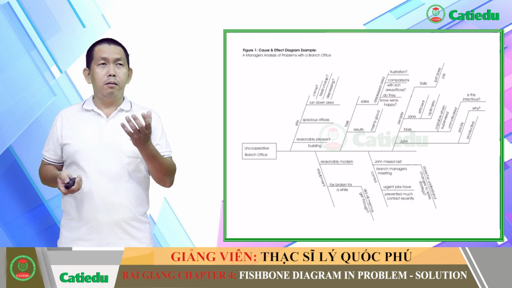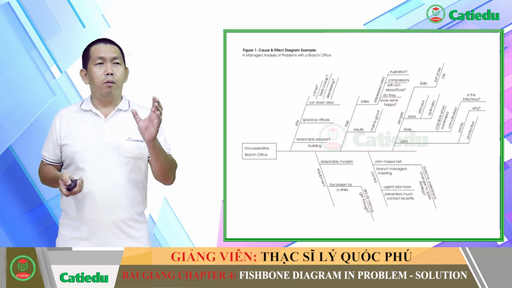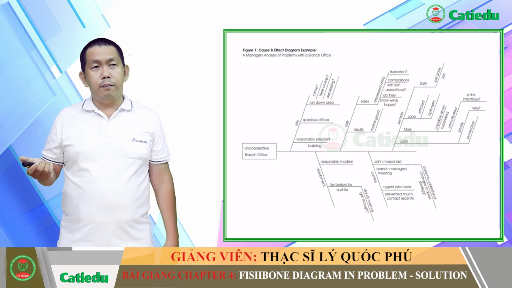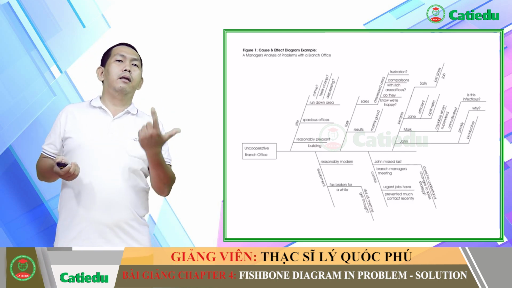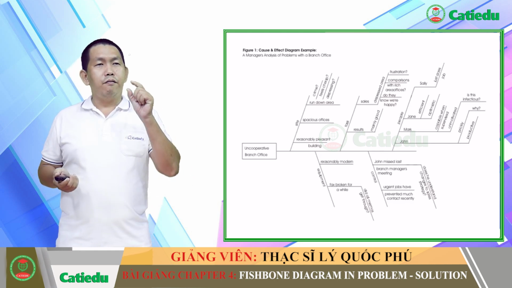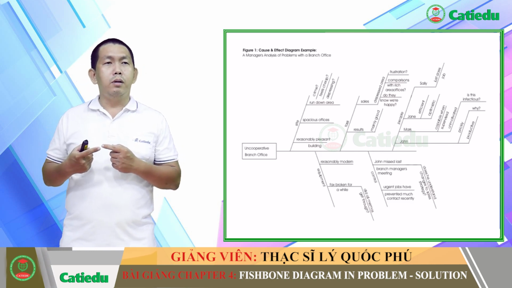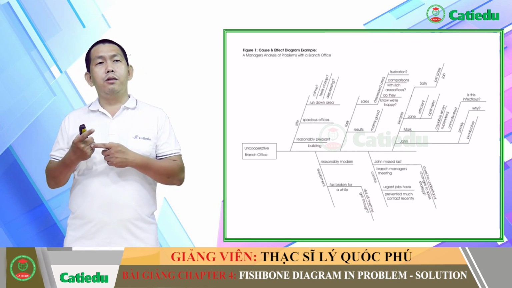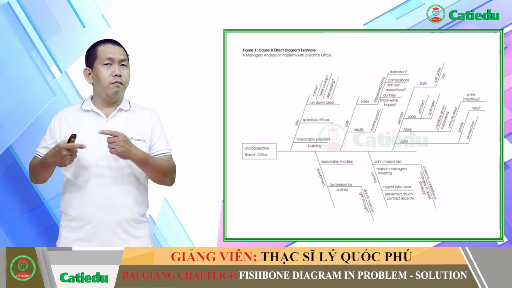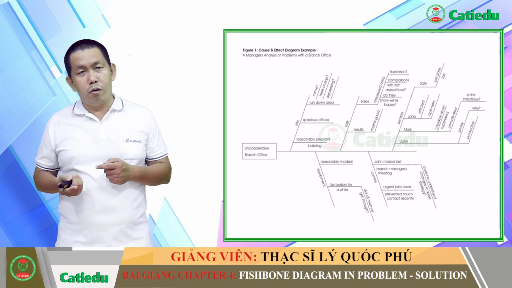Use the fishbone diagram. So the problem is the uncooperative branch. From the problem, you analyze site, task, people, equipment, and contact. From the site, you have to find out the causes of the problem. From the task, you have to find out the causes of the problem. From the people, you have to find out the causes of the problem. Equipment is the same and control is the same.